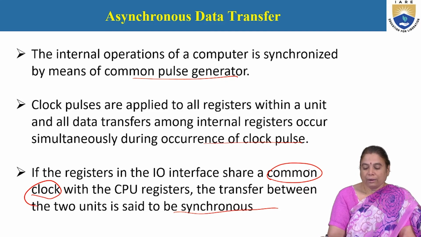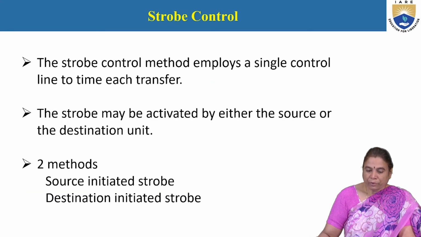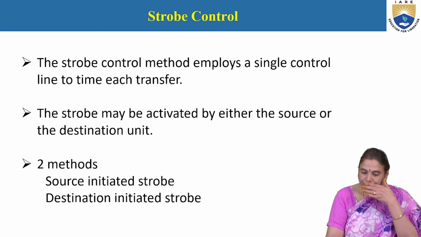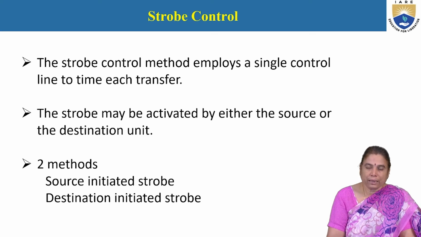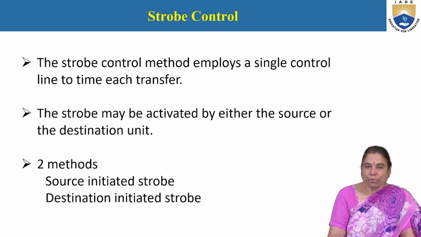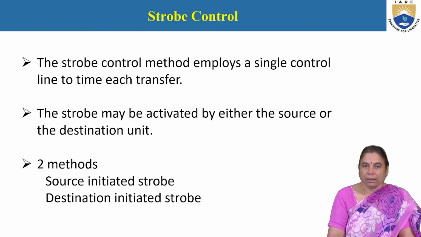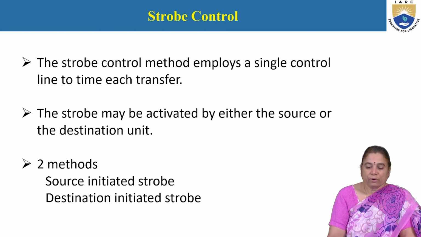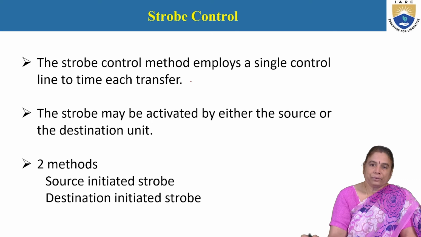If different clocks are used for the data transfer to activate the CPU registers and I/O interfaces, then it is referred to as asynchronous data transfer. Two methods of asynchronous transfer are involved. One is strobe, the second one is handshaking. What is the strobe? The strobe control method employs a single control line to time each transfer.